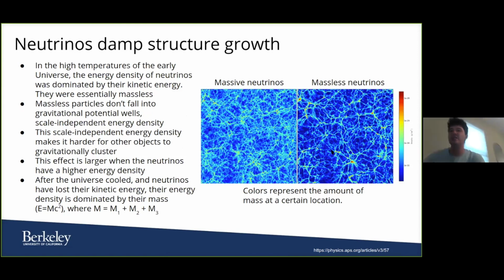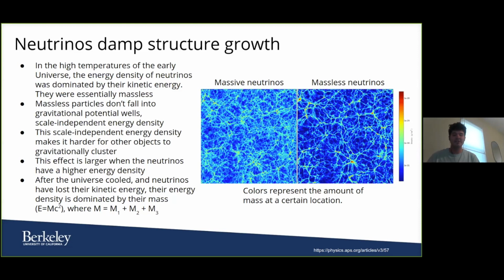You see that on the left, the matter is spread out more. You don't have quite sharp peaks as you do right here, where you might have a cluster of galaxies or a galaxy or something. And so intuitively, this is what's happening. Neutrinos are damping structure. They do this because in the early universe, when temperatures are super, super high, the energy density of neutrinos is dominated by their kinetic energy, and they basically behave like massless particles.